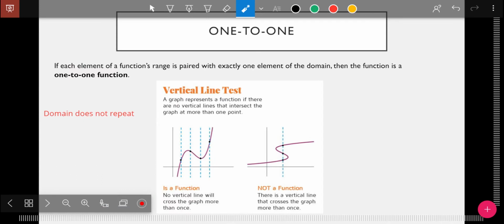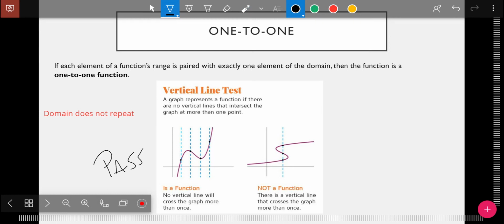The next vocabulary term is a one-to-one function. For our class, what is a one-to-one function? You know it's a one-to-one function if the domain doesn't repeat. All right? If the domain doesn't repeat. So when you're looking at a list of ordered pairs, if one of the x numbers repeats, you know it's not one-to-one. Another way to do that, if you're looking at a graph, is just does it pass the vertical line test? And so this is a pass.